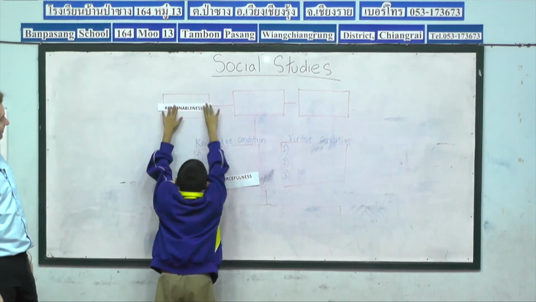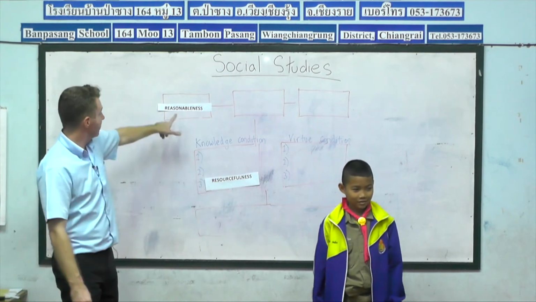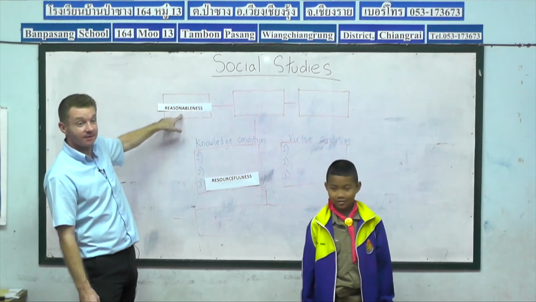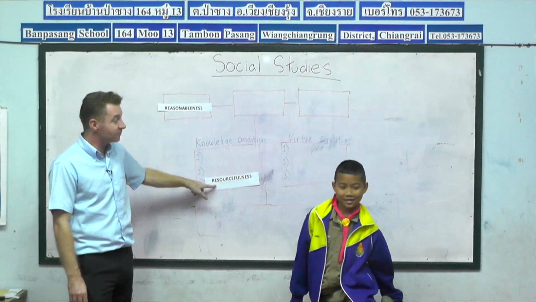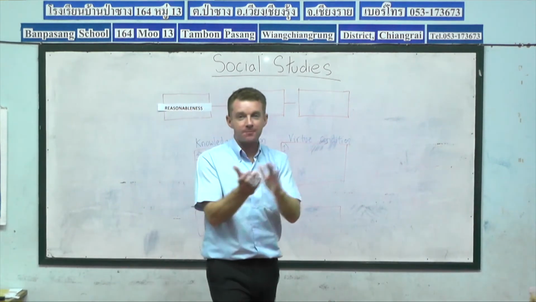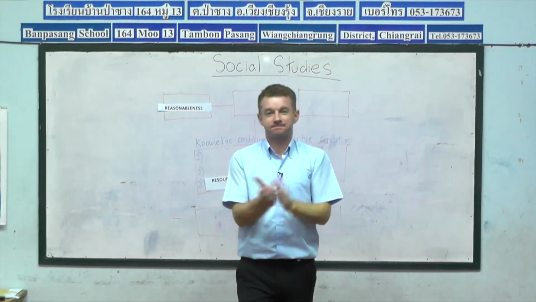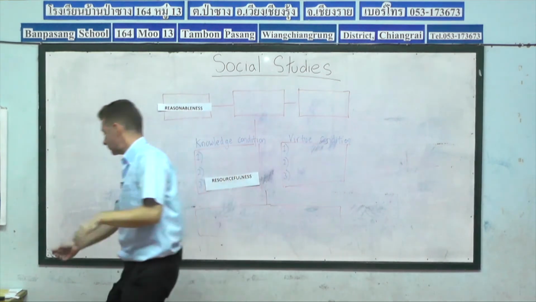Okay, excellent. So now we've got our 2 long words beginning with R. Reasonableness. Resourcefulness. Excellent. Bangpon, very well done. High five and a big round of applause for Bangpon. Okay, so now our next word and our next student.